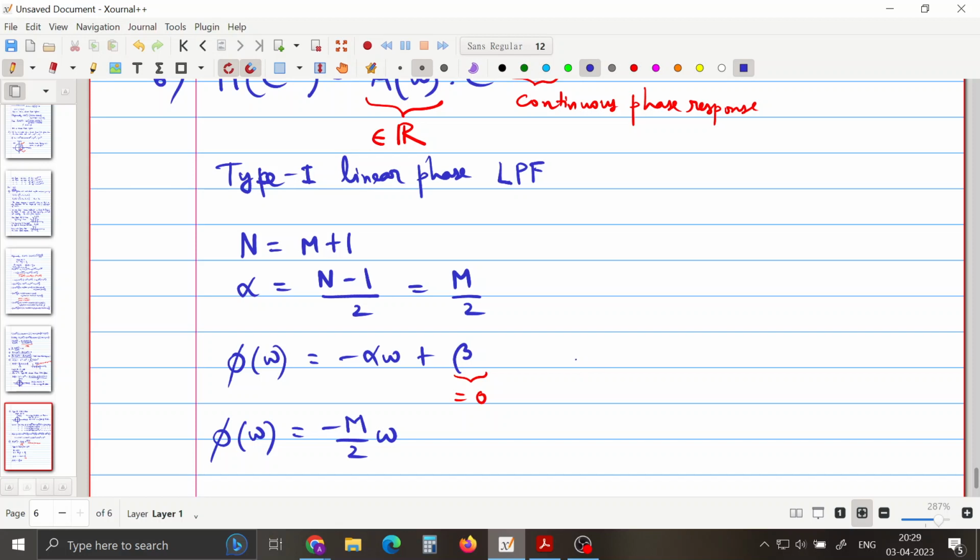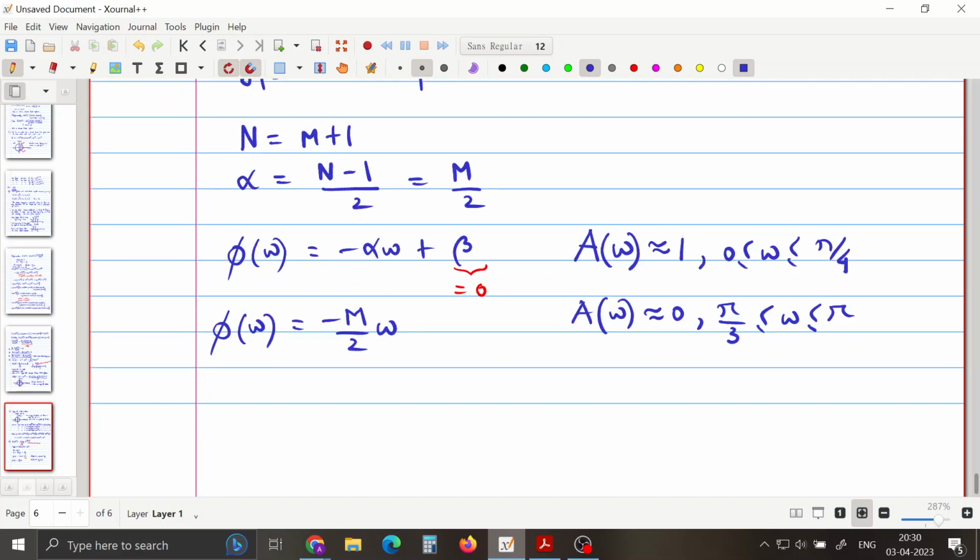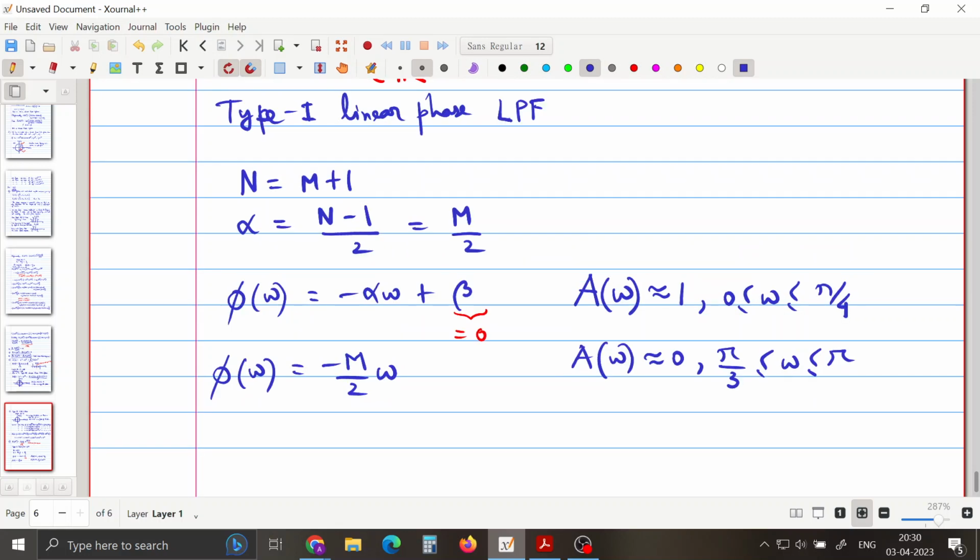And this zero phase frequency response, this A of omega, was defined as 1 whenever omega is in the interval 0 to pi by 4, and it is approximately 0 when omega is within pi by 3 to pi. Okay, it's fine.